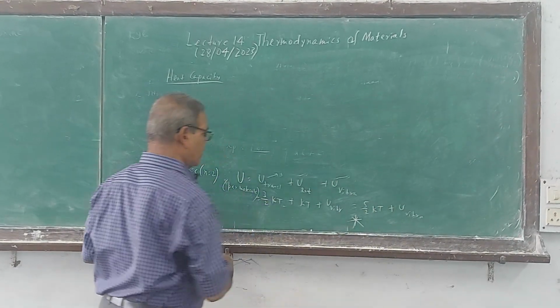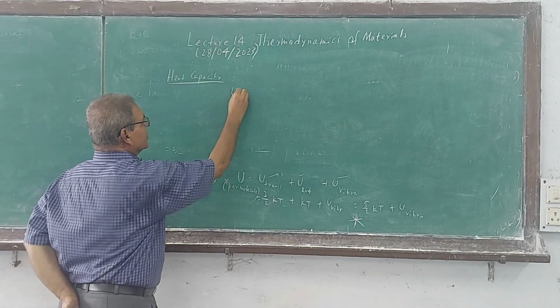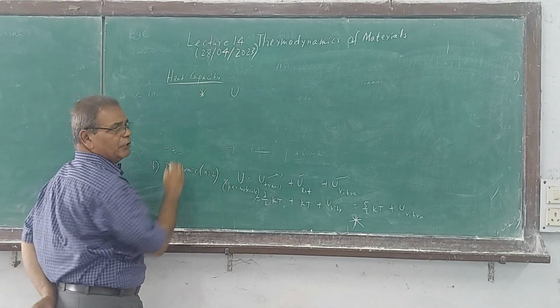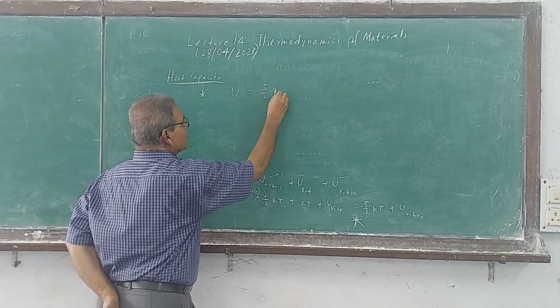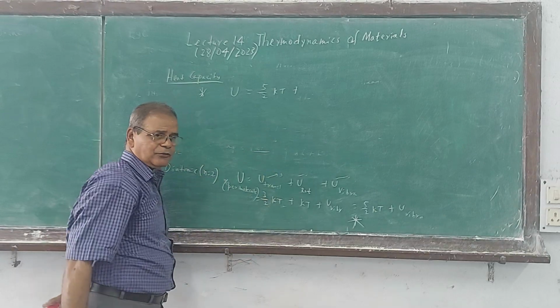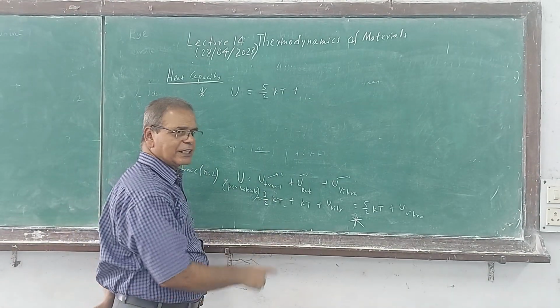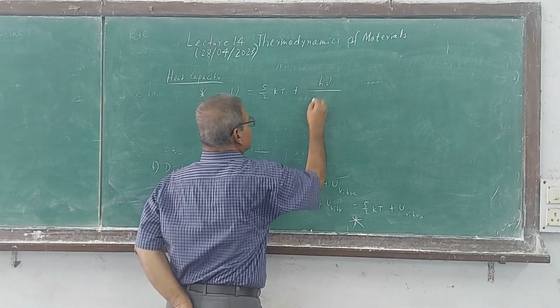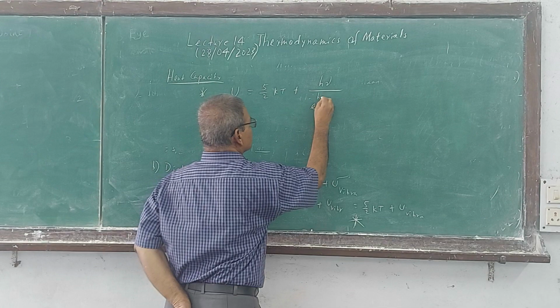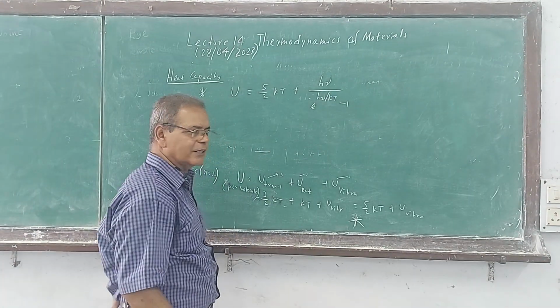Remove this. So 5 by 2. So what is U then? Once more, I am writing. Then start from below: 5 by 2 kT plus, you know, this quantized value. I gave the value. Anyone remembering that value? I gave you in the class. h nu by e to the power h nu by kT minus 1. This is the expression. So it is quantum.